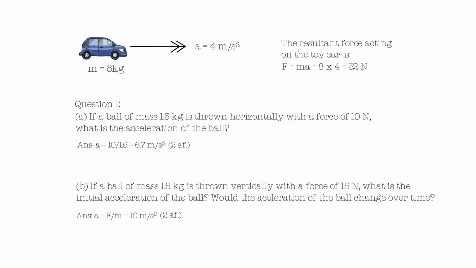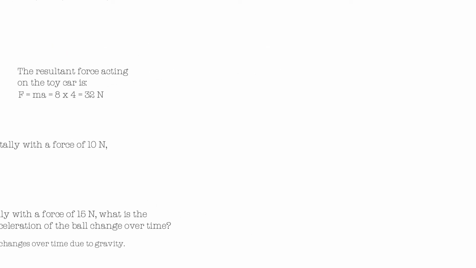This is the initial acceleration, and the acceleration changes over time due to gravity. F equals ma will give you the initial acceleration. However, since there's gravity acting on the ball and other opposing forces such as air resistance, it will cause the ball to decelerate. Also, a reminder that acceleration is a vector quantity.